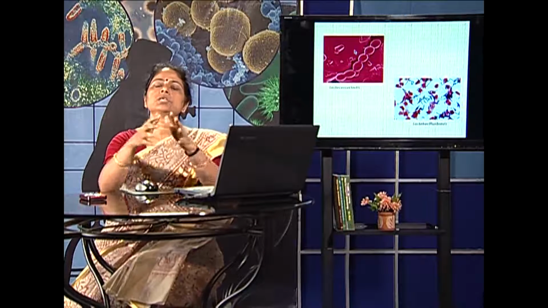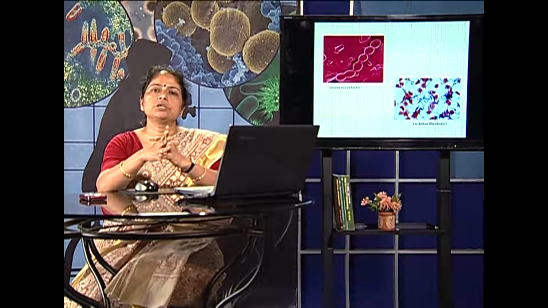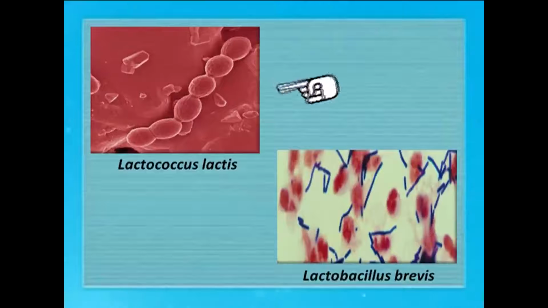Two important genera of the lactic acid bacterial group are Lactococcus and Lactobacillus. As their morphology changes, the name also changes accordingly. For example, Lactococcus lactis shows a coccus or round shape. However, in the case of Lactobacillus brevis, we find rod-shaped bacteria, though all of them are gram-positive in their gram character.